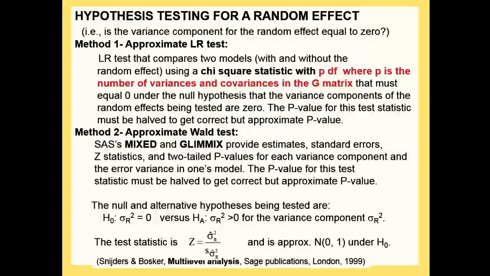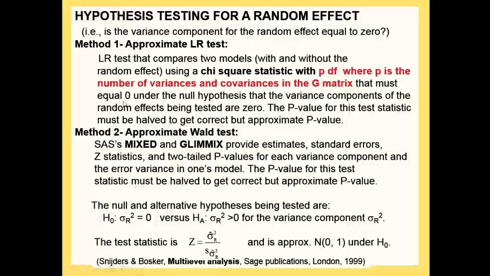But there's also another issue where you have to consider the degrees of freedom for that test. For method 1, it's the number of variances and covariances in the G matrix that must be set equal to 0. If there's only a random intercept, there's only one sigma that has to be set equal to 0. If there's a random intercept and a random slope, then you have to set the variance component for the random slope and the covariance for the random intercept and random slope both equal to 0. That's why P is equal to 2. Okay, so that's the first thing I talked about.